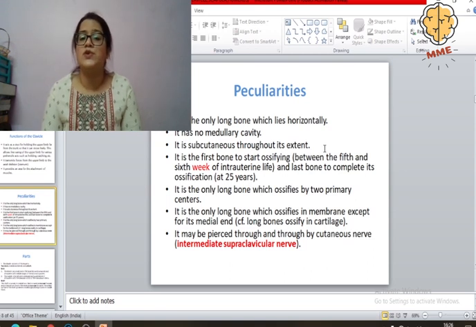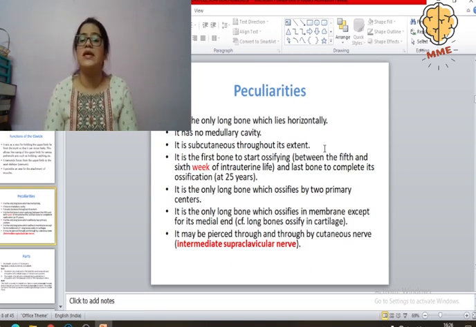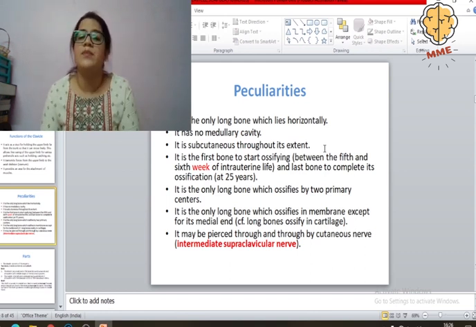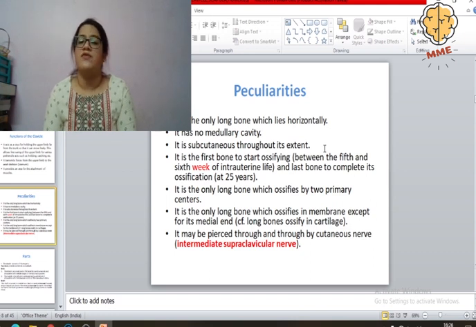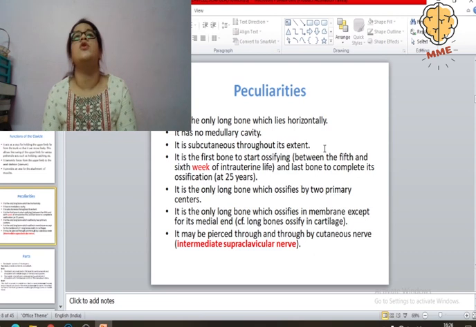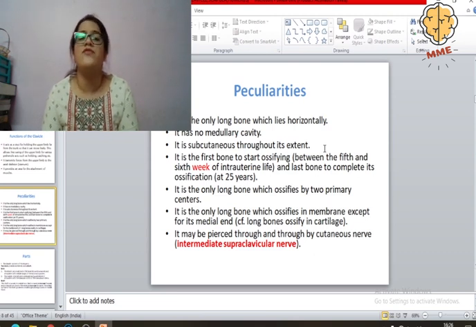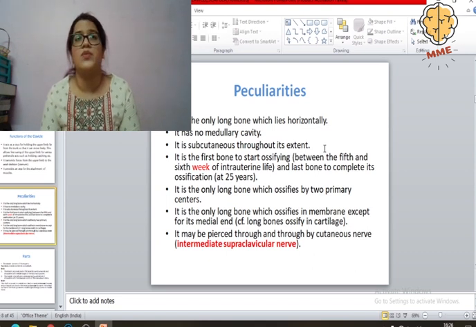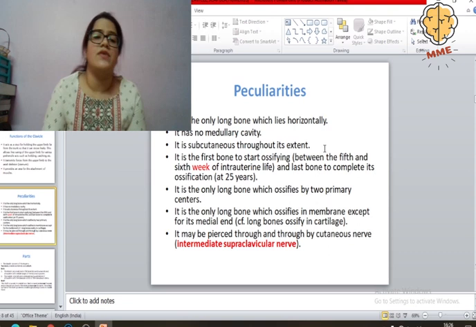It is the first bone to start ossifying, between the 5th and the 6th week of intrauterine life, and the last bone to complete its ossification, at the age of 25 years. Remember, I told week and not month. It is the only long bone which ossifies by 2 primary centers. Rest all the long bones have 1 primary center of ossification. It is the only long bone which ossifies in membrane except for its medial end. And it may be pierced through and through by a nerve. And what is that? Intermediate supraclavicular nerve.